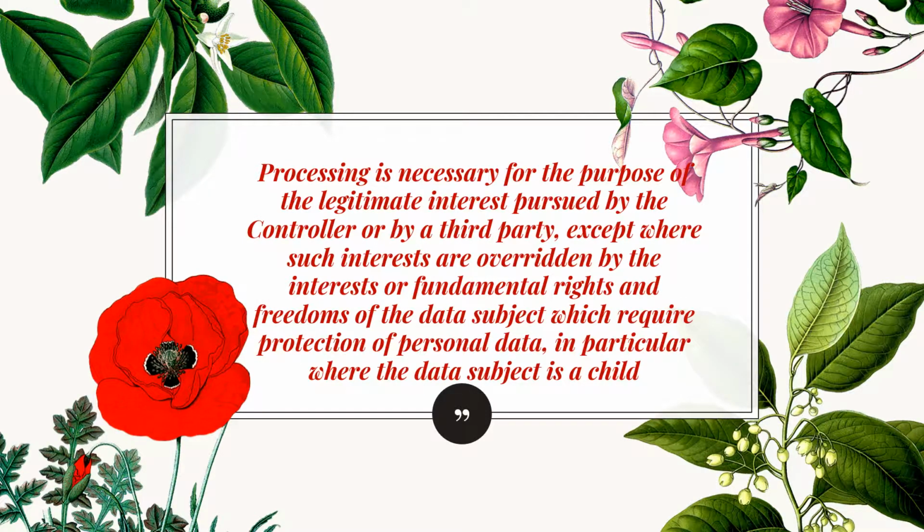So legitimate interest is defined by the ICO as where processing is necessary for the purpose of a legitimate interest pursued by the controller or by a third party, except where such interests are overridden by the interests or fundamental rights and freedoms of the data subject which require protection of personal data, and in particular where the data subject is a child. So that is a significant change from the previous legislation.